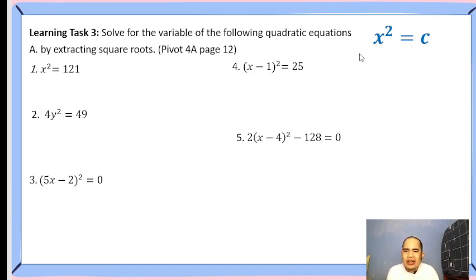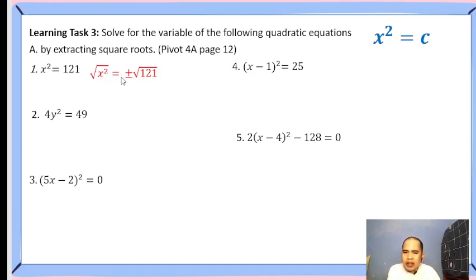And in this topic also, kailangan natin familiar ang perfect square numbers. Okay, so sagutan natin yung number 1. So, since the x squared equals to c na po siya, ang gagawin na lang natin is just extract the square root both side. So, square root of, lalagyan lang natin ng square root both side.